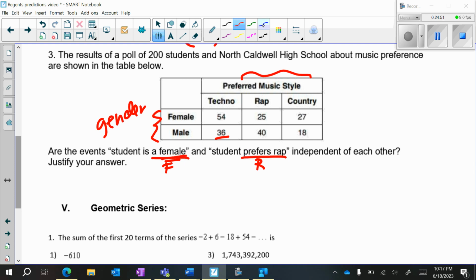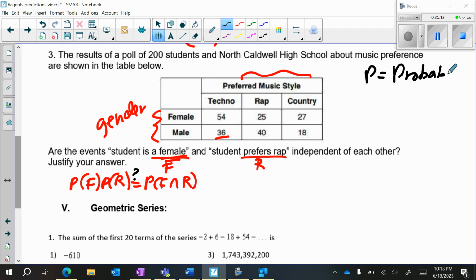So if they don't tell you which way to go with this, you can use whichever rule works for you. If you're someone who likes the and rule, you're going to do the rule of probability of female times probability of rap equals probability of female and rap, okay? And I like to put a question mark over the equal sign and either prove they're equal or prove they're not.